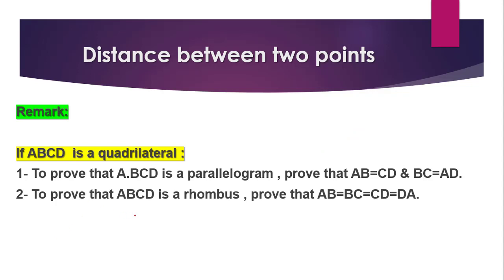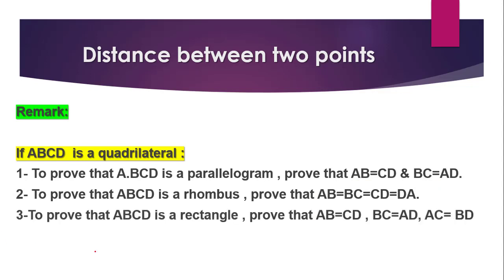If I want to prove that this quadrilateral is a rhombus, in a rhombus all sides are equal, so I should calculate all the side lengths and they should be equal in length. If that's right, this is a rhombus.